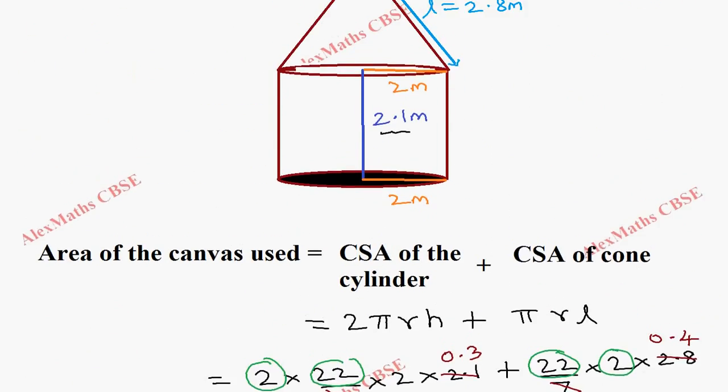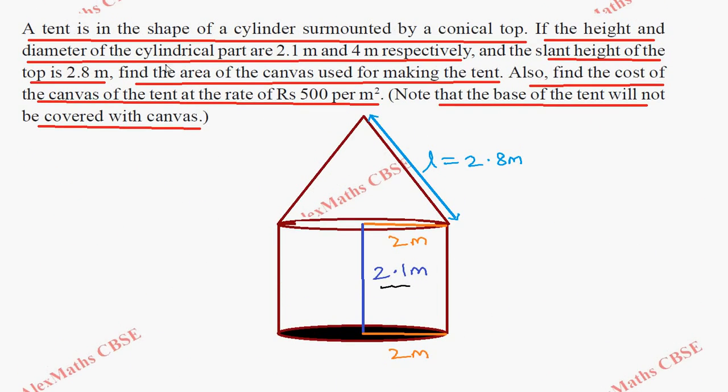All the units are given in meter. So the first part, the area of the canvas used, is 44 meter square.